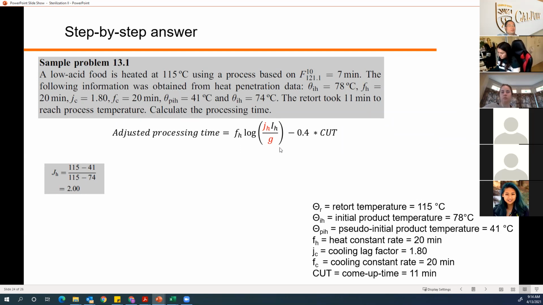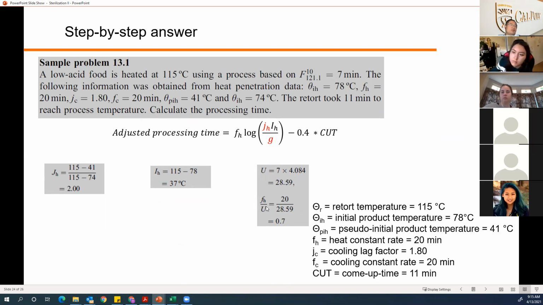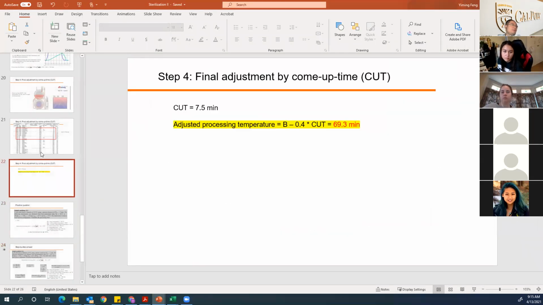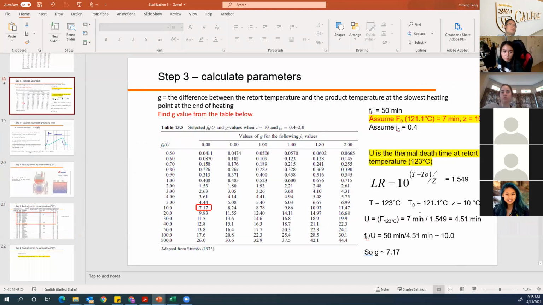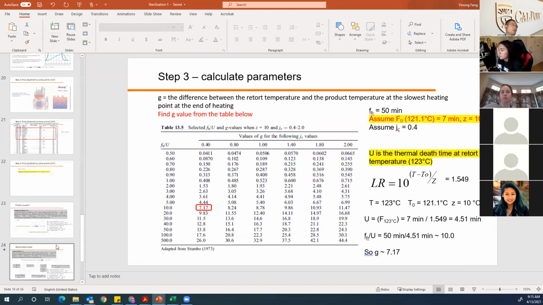And then the last one is the G value, okay? So this is how they calculate IH, okay? And for G value, as I just mentioned, we need the F. If we look at the table of the G value, there's one parameter that is called FH divided by U, right? So the U here is basically the thermal death time at 115 degrees C, right? So basically we'll use this equation to get our U value, right?